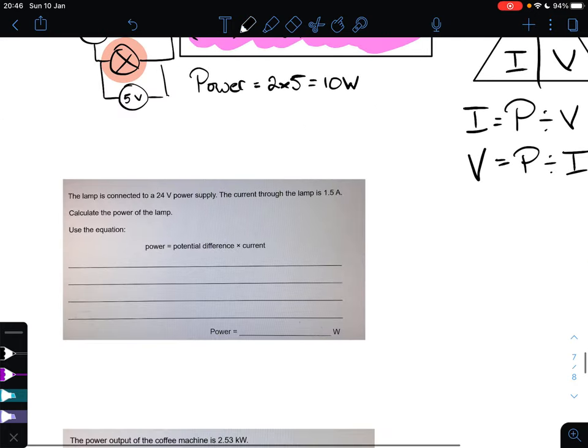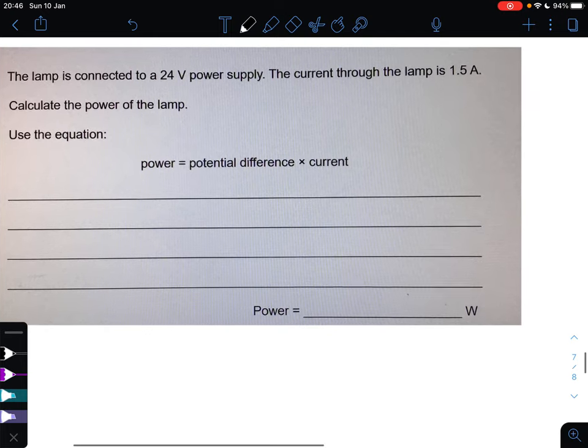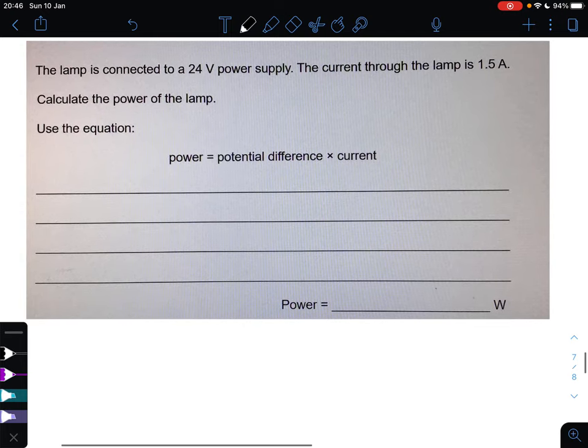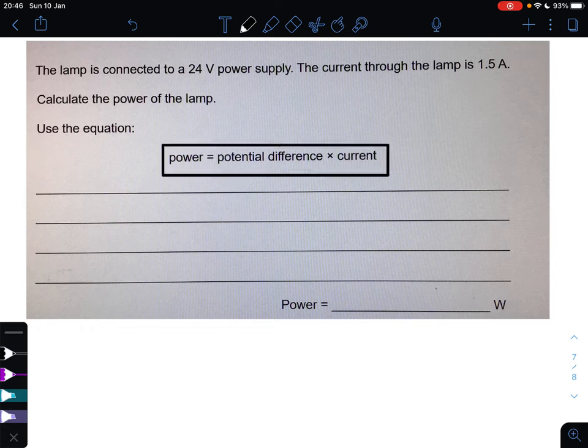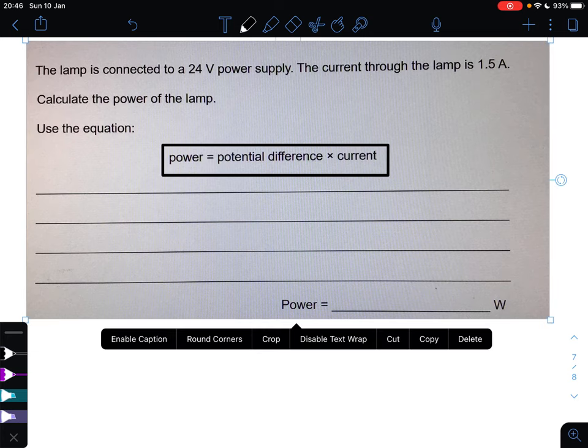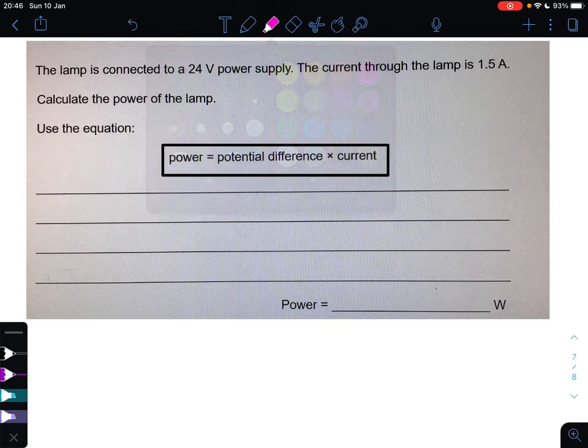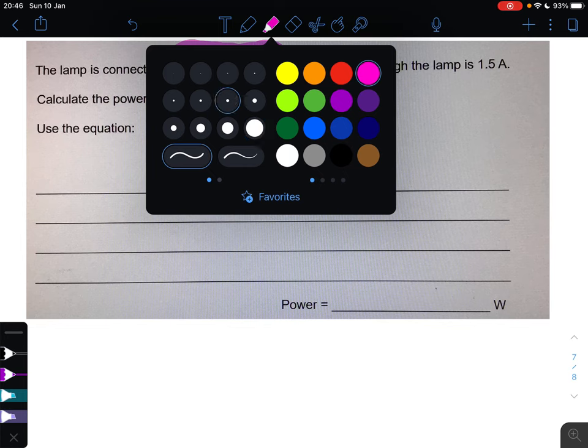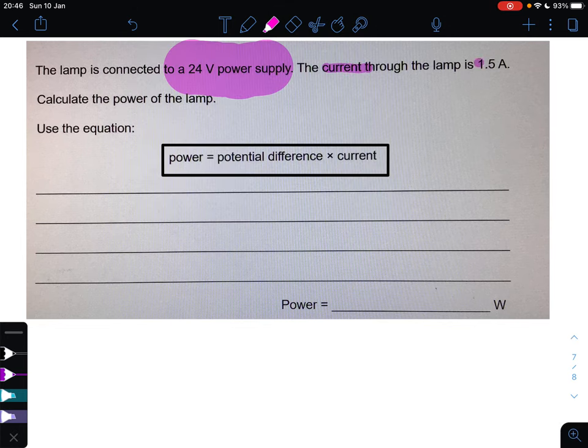Now let's have a look at what kind of exam questions have been set in the past. Sometimes you do get given the equation in the paper, but you are expected to memorize it in case you're not given it. So let's have a look. The lamp is connected to a 24 volt power supply. The current is 1.5 amps. Calculate the power. So we write down power equals IV.